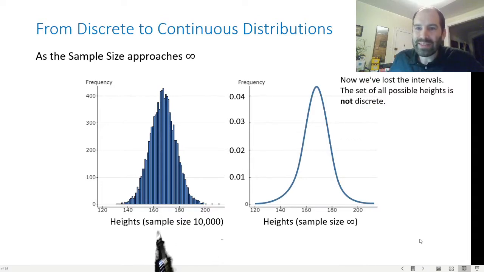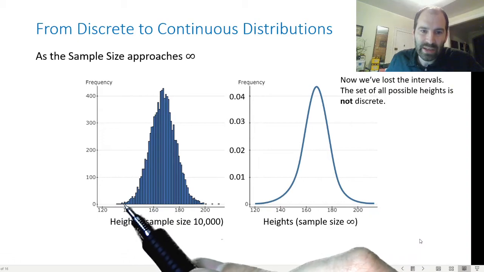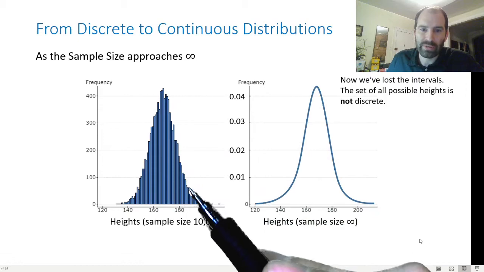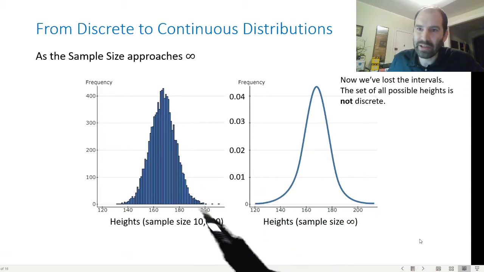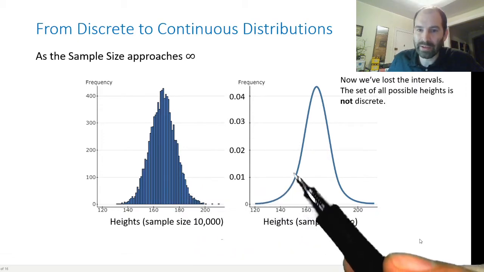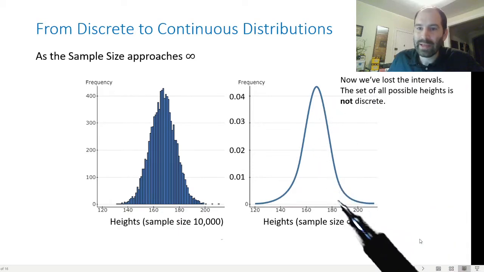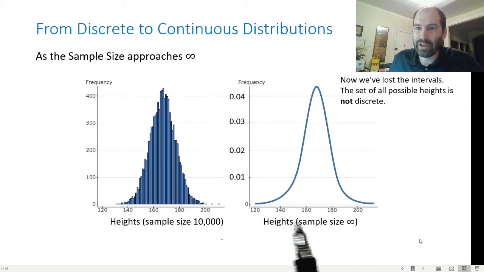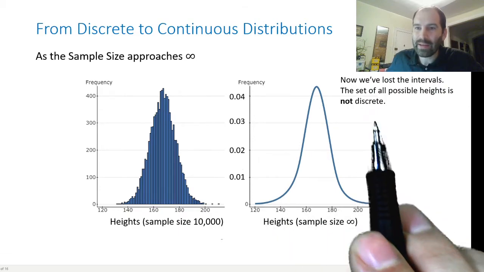Now, what we see happening here is that as I let the sample size get bigger and bigger, I can see that this distribution is beginning to approximate a smooth curve. Or another way to say it is that the distribution is approximated by a smooth curve. Now when I draw that curve, we've lost the intervals, right? They're no longer here. And we kind of have to do that.